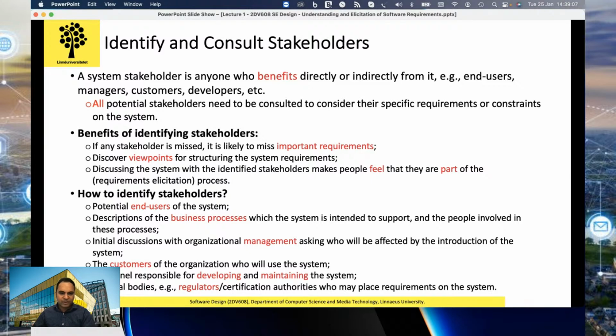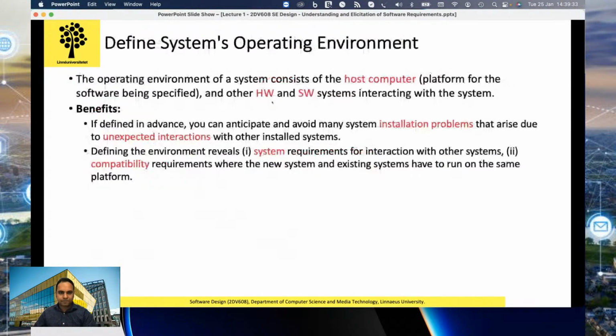I think we already mentioned this exhaustive list, but I'm just mentioning which groups you should reach out to in order to identify stakeholders. So these are different groups. End users group, people who are involved in the business process, people from the management group, the customer group, the development group, and regulatory bodies or other external groups.